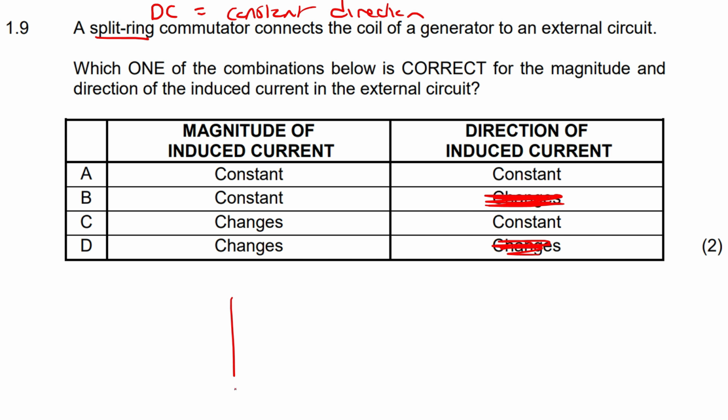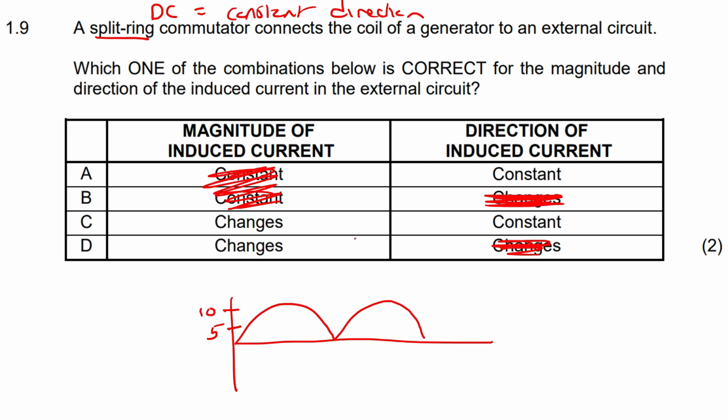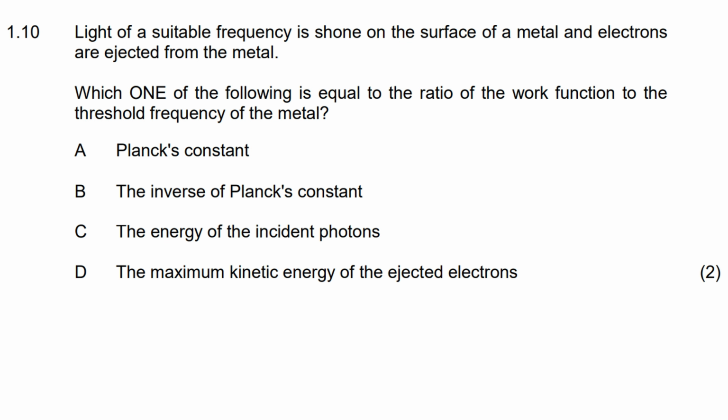But now if we remember the graph, or a typical graph of a DC, it doesn't just go like this, it goes like that, for example. So we can see that the value changes. You know, maybe this is 5 and maybe this is 10. So we know that the value changes, so the magnitude changes. So we can't choose any of those two. So the only answer then would have to be C.